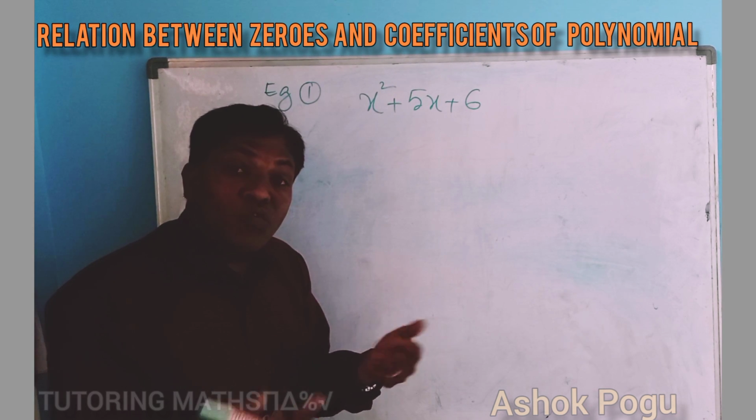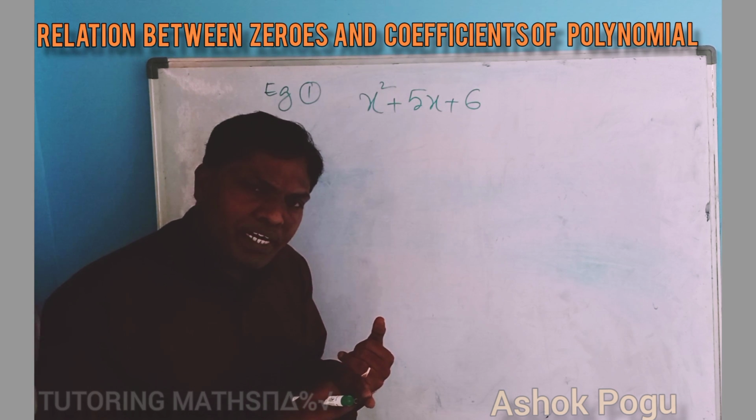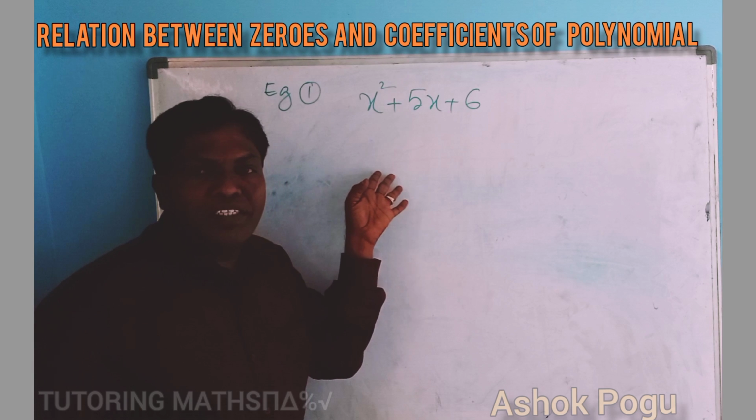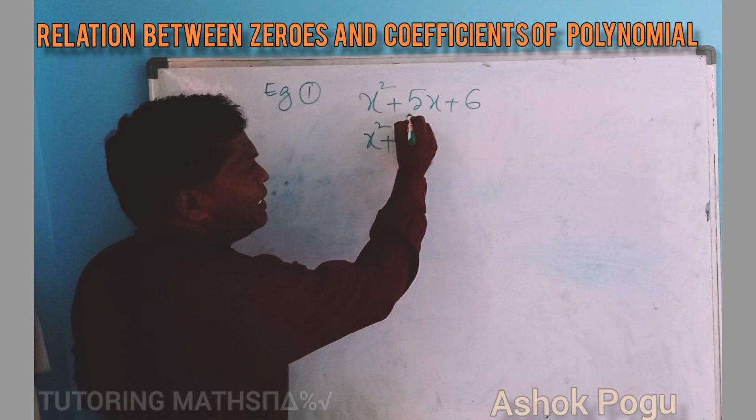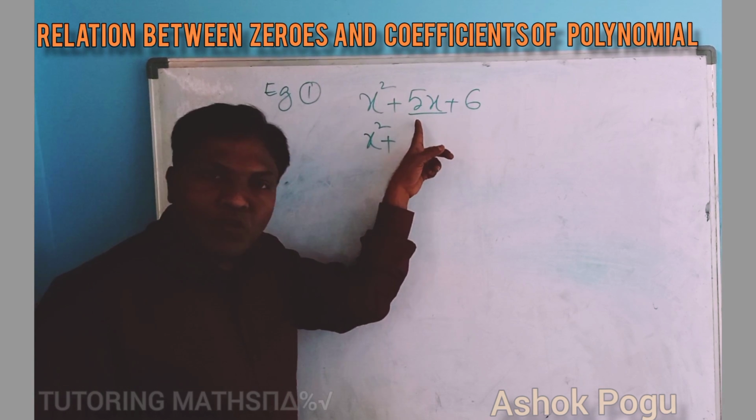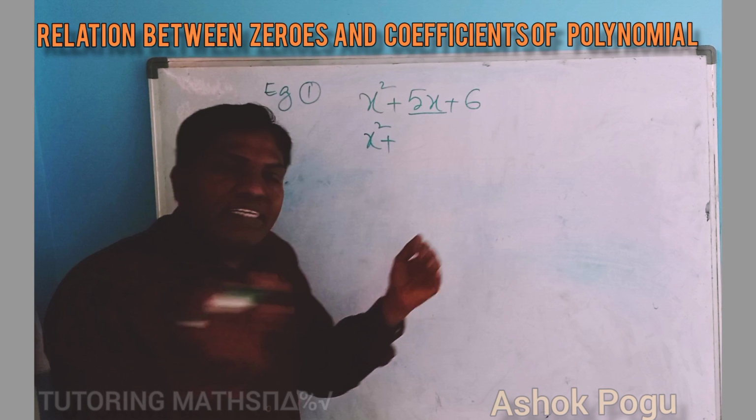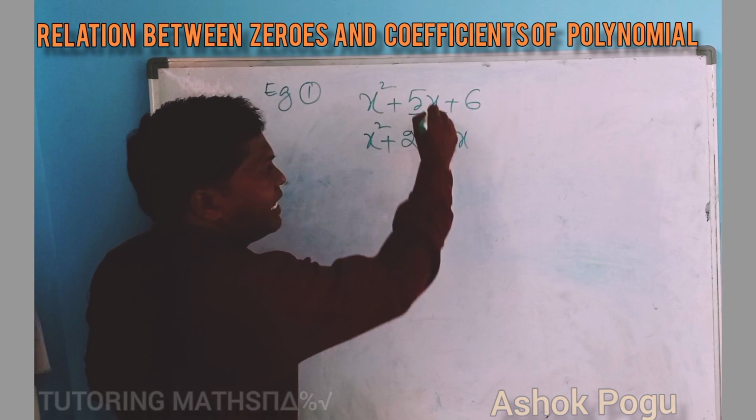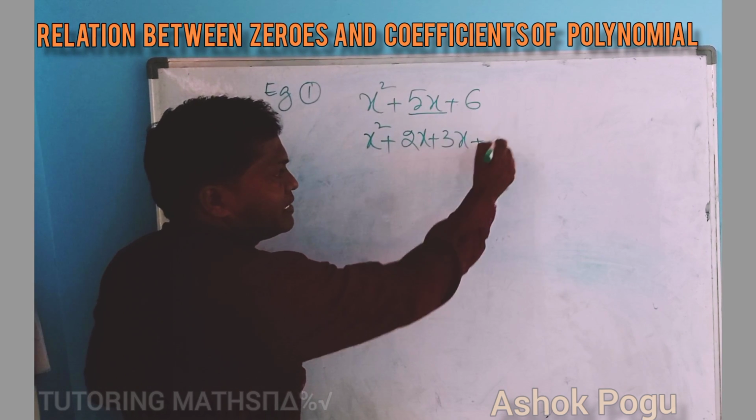We know how to find the zeros. There are two methods: one is the middle term splitting method and the other is the factorization method. You can follow any one of the methods to get the factors or the zeros. The middle term 5x, I am going to write 5 as the sum of 2 and 3, 2 plus 3. 5x can be written as 2x plus 3x, plus 6.